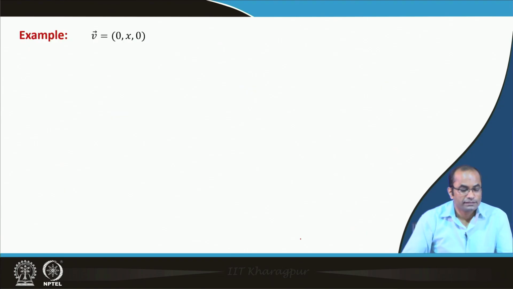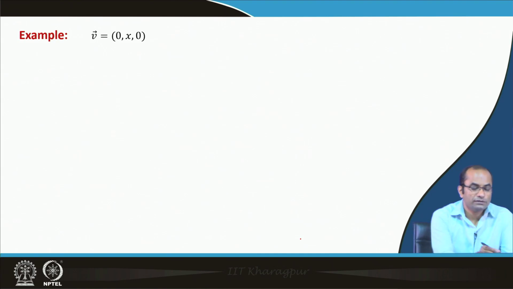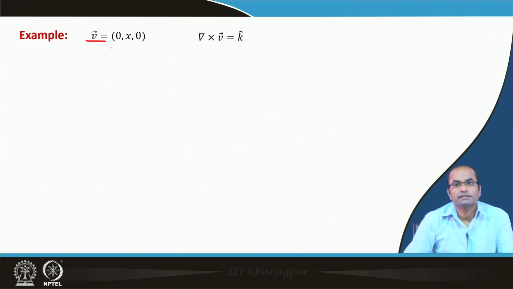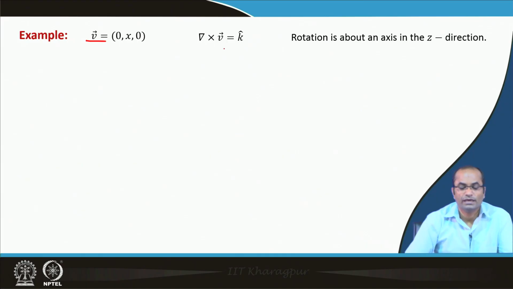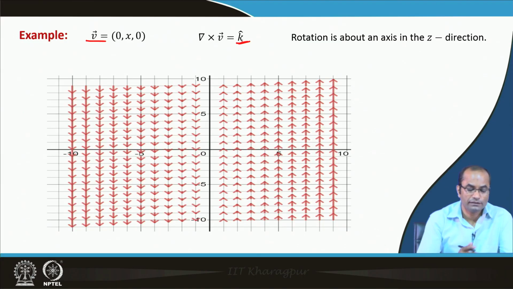So, we take the next example where 0, x, 0 is the vector field, and in this case if we compute the curl, it comes out to be k. So, the rotation is about the axis in the z direction. That is just the k, and if you visualize this vector field, then we can realize that in this direction it is increasing. If you place this object, it will rotate, because here you have the larger magnitude of the vector field as compared to the left.